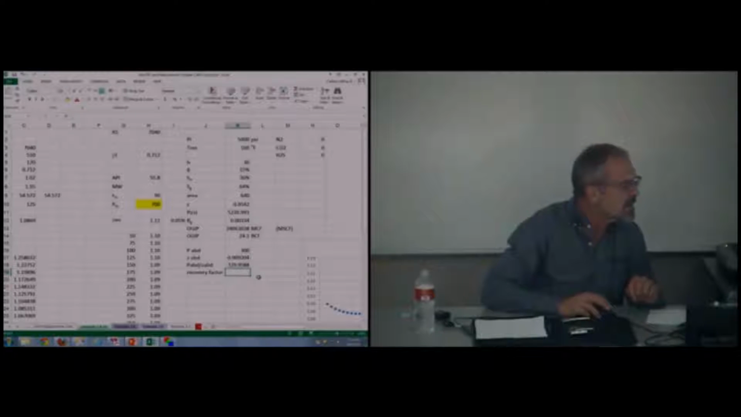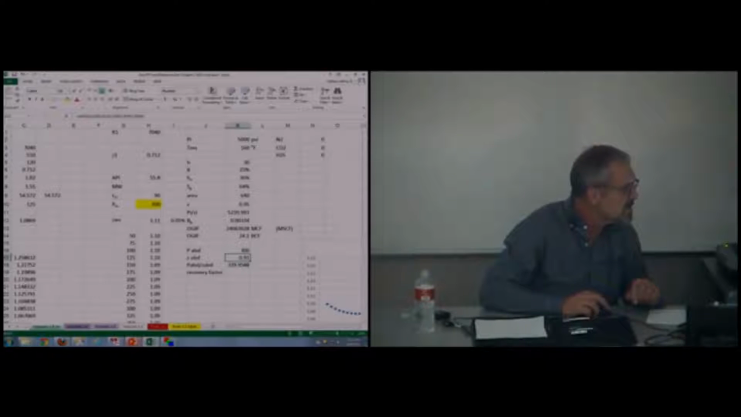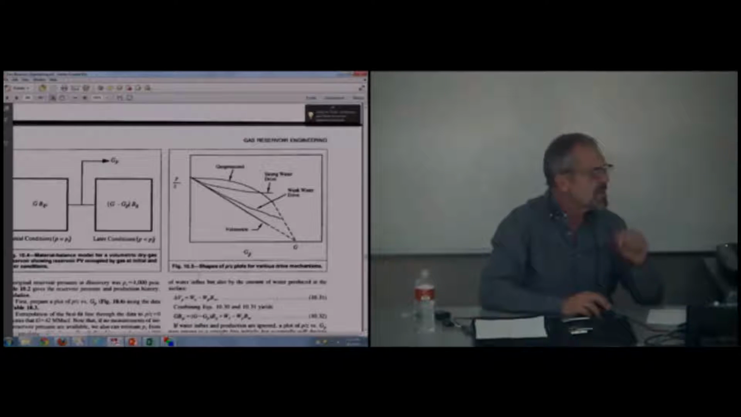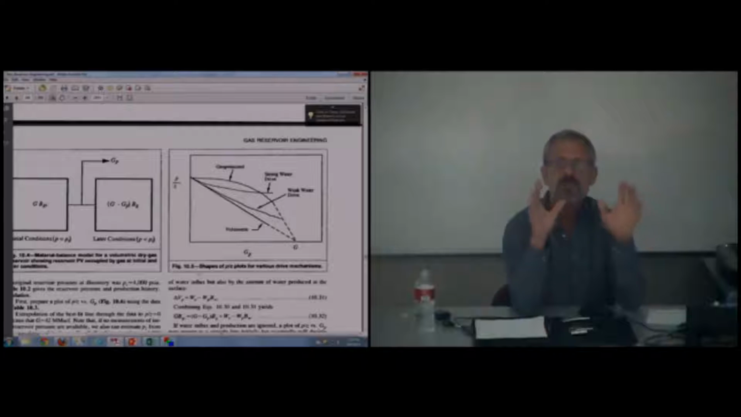Z's don't have a big factor. They're 0.95 here and 0.91 here. Not a huge impact. So let's go back to our P over Z. Now, it's a linear relationship, not with pressure, but with P over Z.